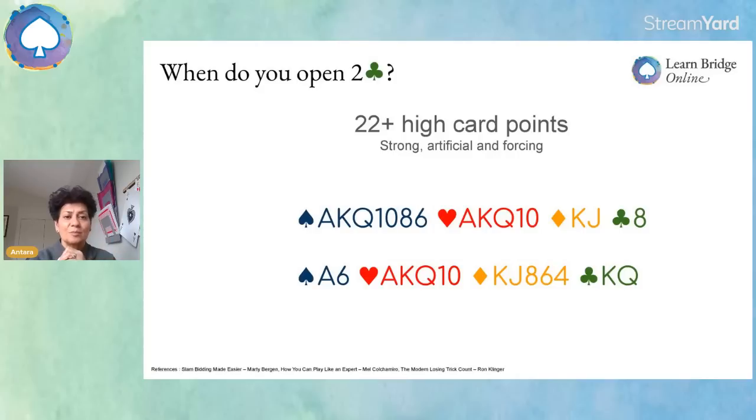Let's look at the second example. The distribution here is 2-4-5-2, or 5-4-2-2. And the number of points I've got there are 4 plus 9, 13, plus 4, 17, plus 5, 22. And once again, I'd be quite tempted to open this 2 clubs. I'm not going to be opening this 1 diamond. It's way too strong to open 1 diamond.